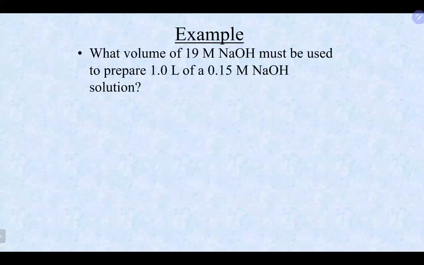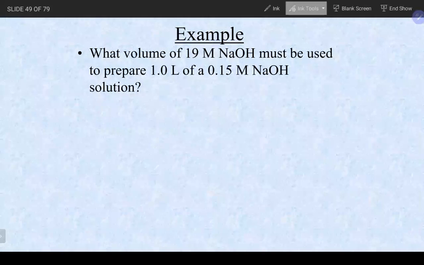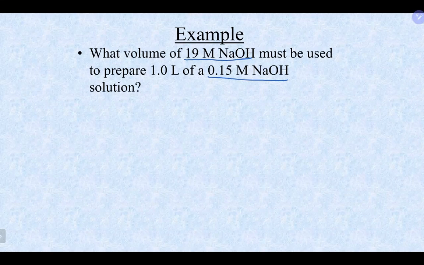All right, so let's take a look at one here. Why don't you take a moment? We want what volume of 19 molar sodium hydroxide is needed to make 1 liter of a 0.15 molar sodium hydroxide solution. All right, let's take a look here. So we're doing a dilution, and we know that because we have a more concentrated sodium hydroxide solution, and we want to make a less concentrated sodium hydroxide solution. So we do want to use our M1 V1 is equal to M2 V2.